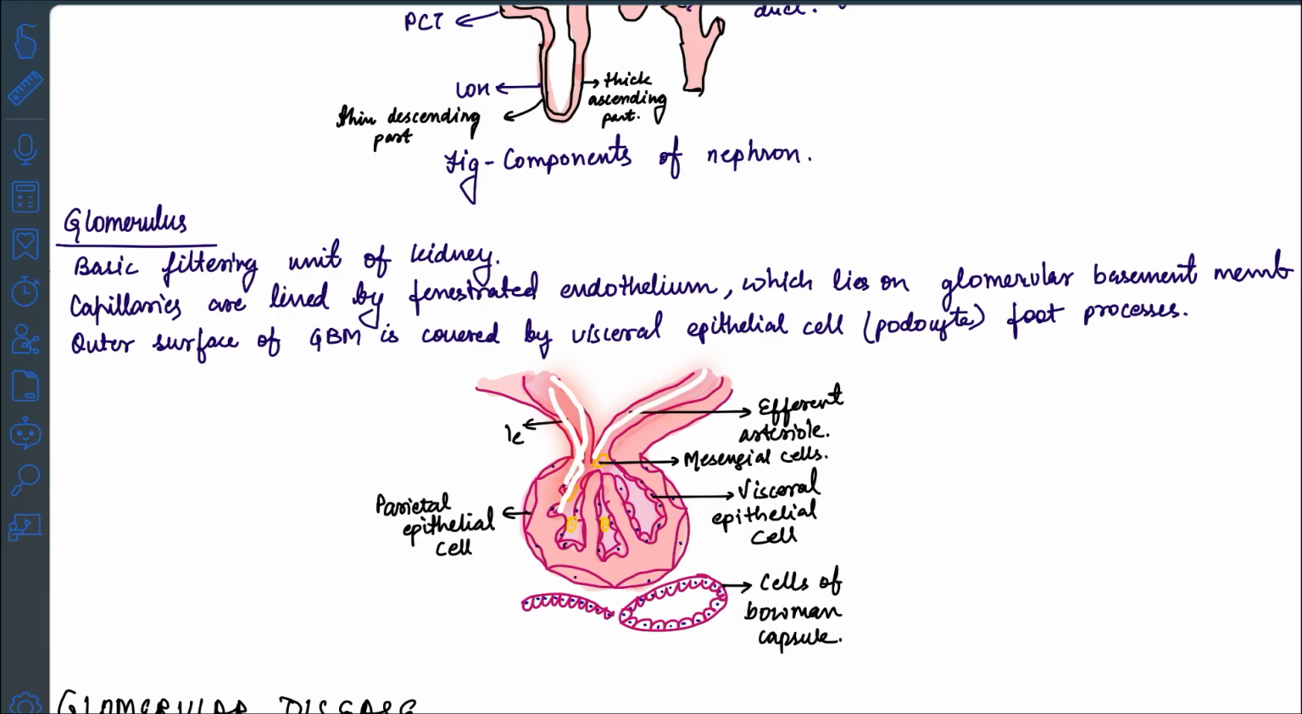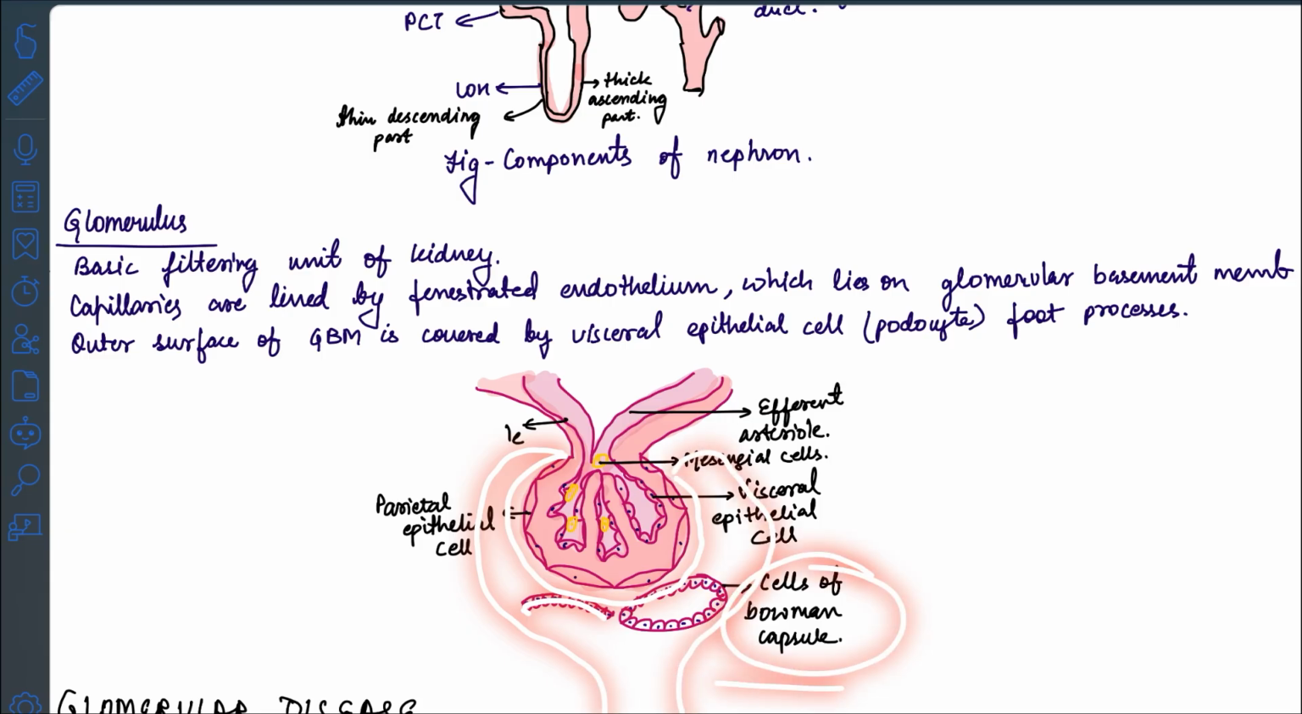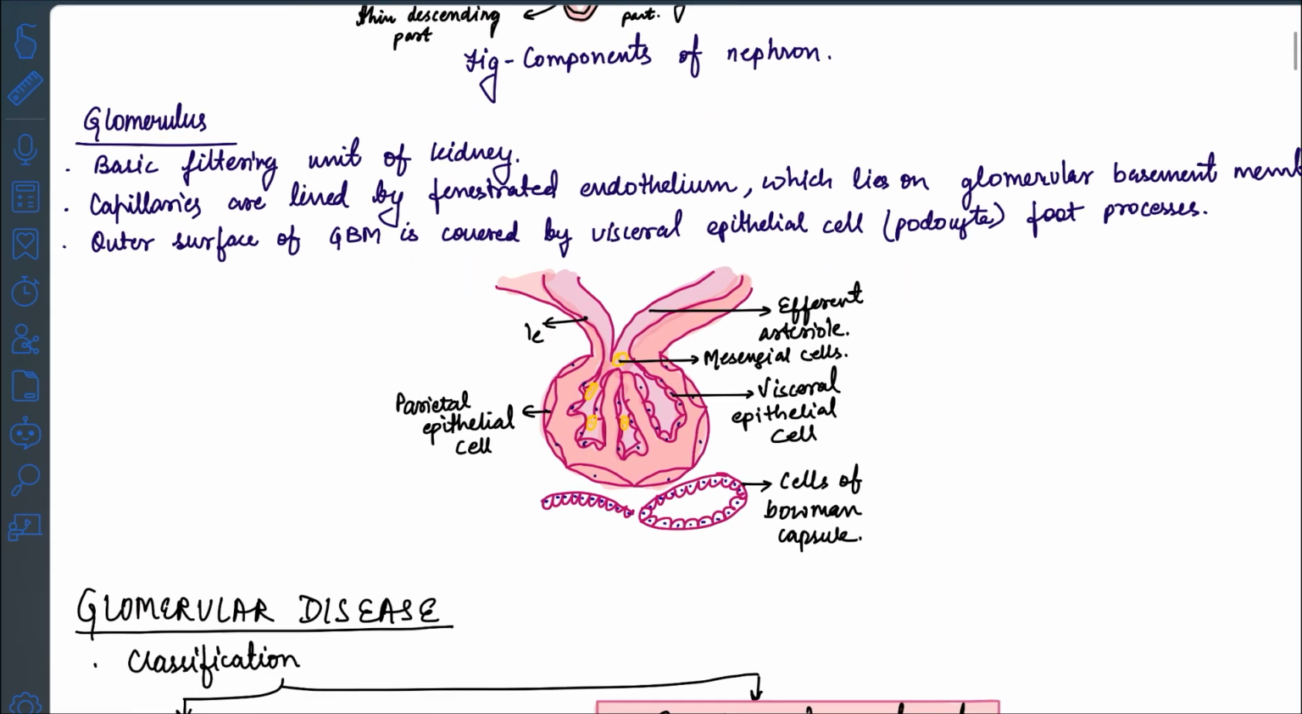This is our glomerulus. The epithelium that lines the glomerulus is the visceral epithelial cell. This is the cell we also call podocytes. They have foot processes present in between them, which are known as pedicles, and in between them you'll find some of the mesangial cells. And on the outer surface, as this is the Bowman's capsule, here you'll find the cells of Bowman's capsule. I hope this is clear.